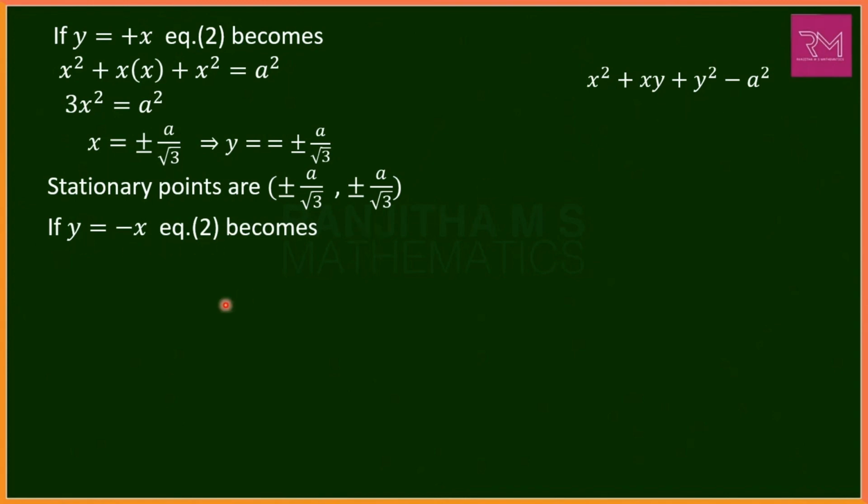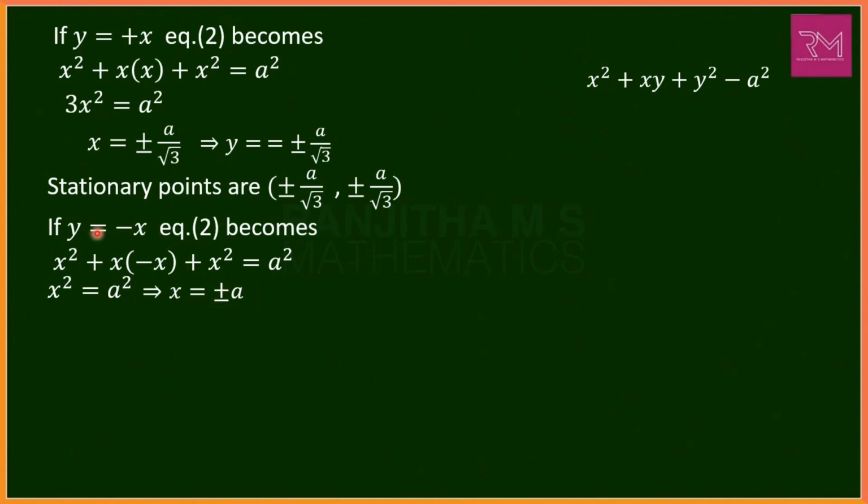In equation 2, we get x square plus x into minus x plus x square is equal to a square. Here x square plus x into minus x is minus x square plus x square is equal to a square. Here plus x square minus x square gets cancelled. The remaining is x square is equal to a square, or we can take it as x is equal to plus or minus a. Here x is square root of a square. We know that square root of a square is plus or minus a. X is plus or minus a.